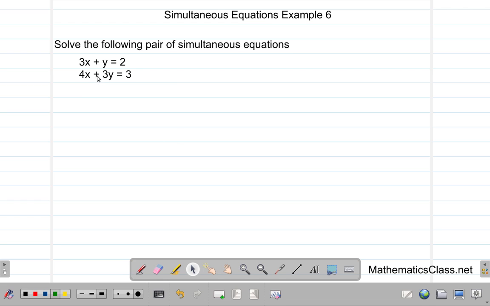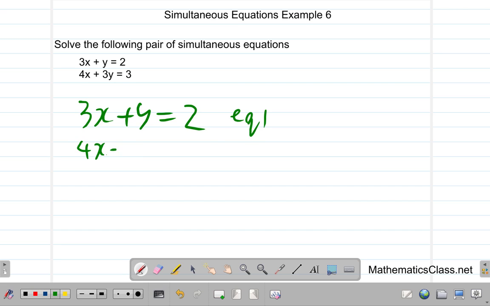We have 3x plus y equals 2. We call this equation 1, EQ1. 4x plus 3y equals 3. This is equation 2.